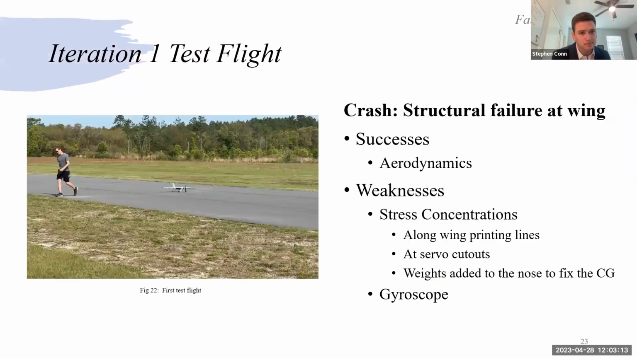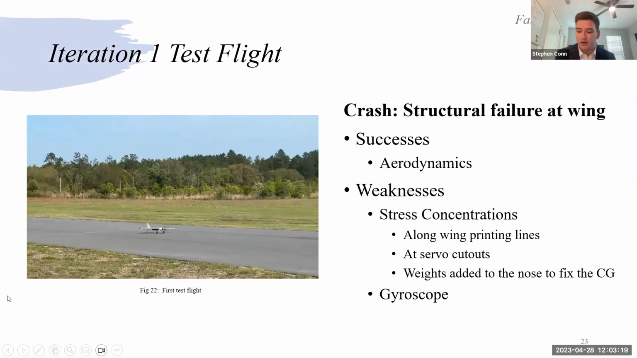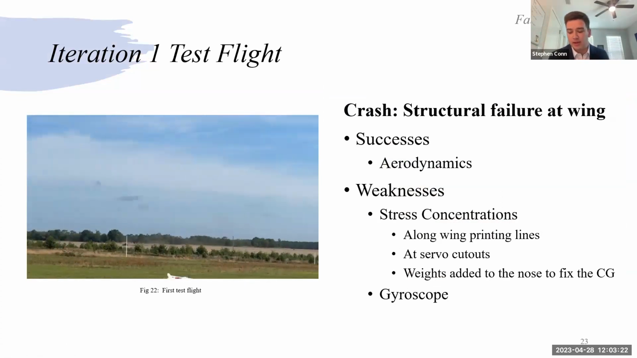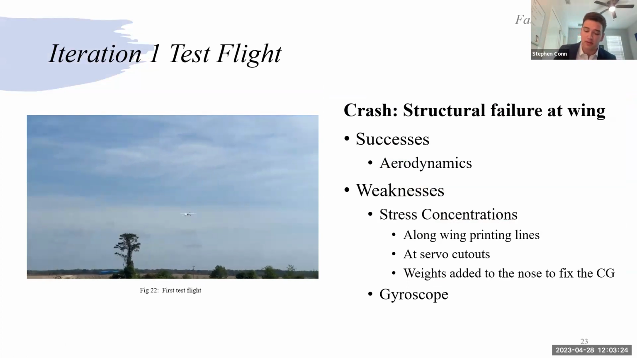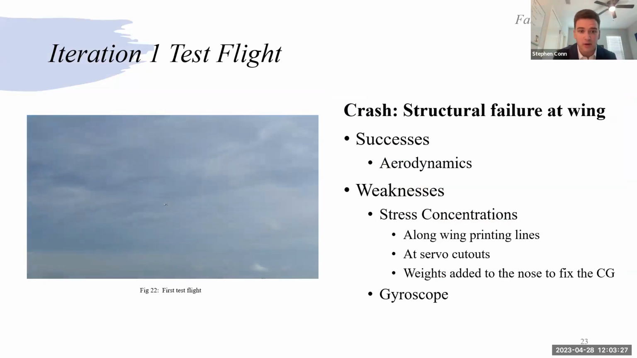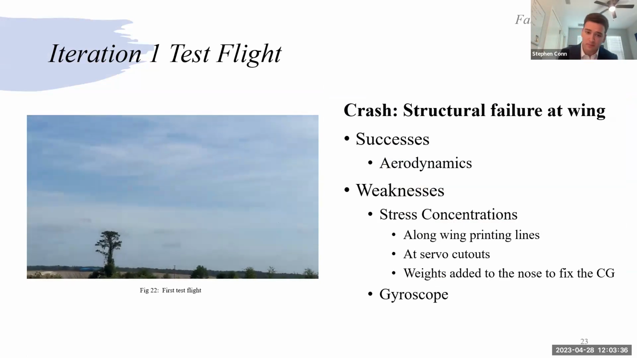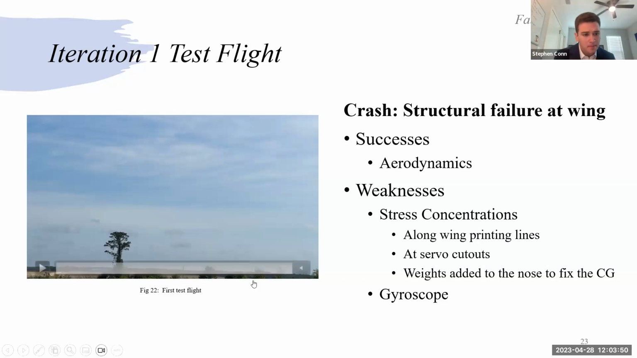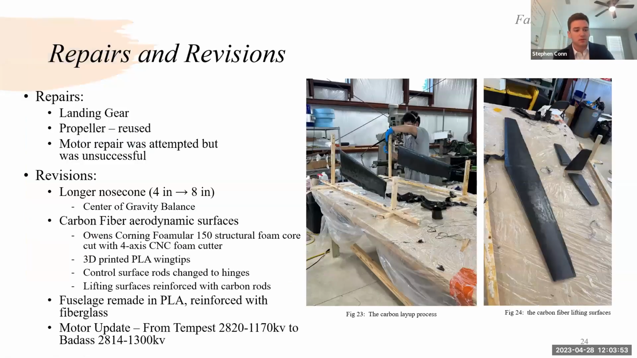Next slide. So this was our first test flight here. It successfully proved that our aerodynamics were sound, and the plane actually took off sooner than we expected it to, with plenty of power. However, as you can see in that video, our gyroscope was a little too sensitive and caused the plane to oscillate, leading to a failure in the wing along one of the print lines. Another issue we had with this plane was that the center of gravity was also too far forward, which meant we had to add 2 pounds of weights to the nose of the plane. And then go on to the next slide.